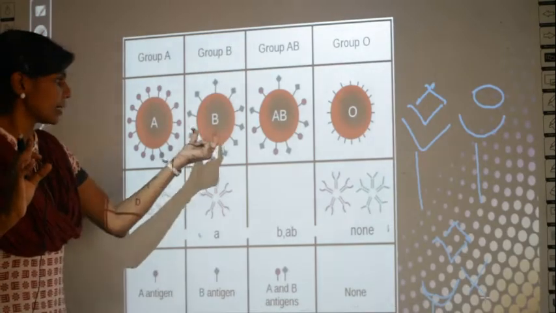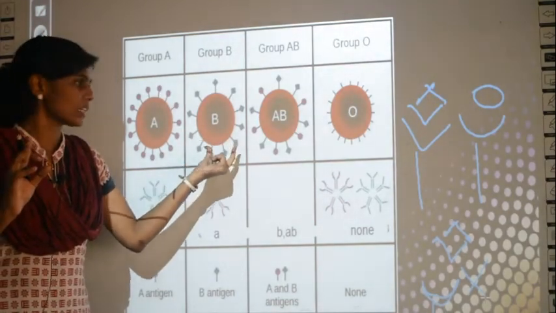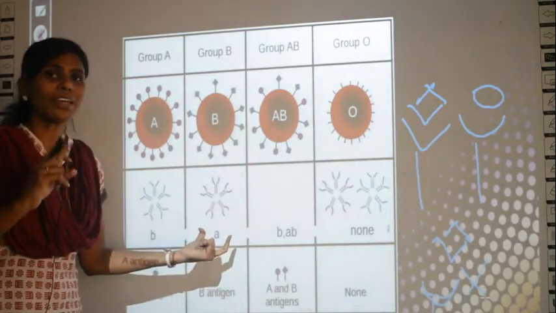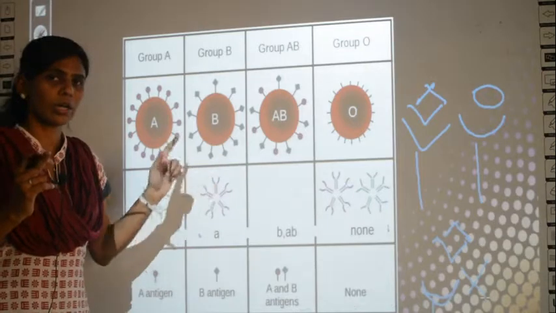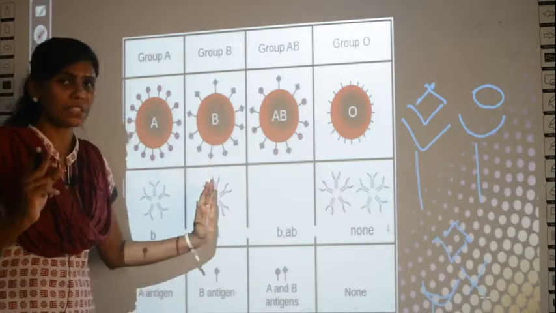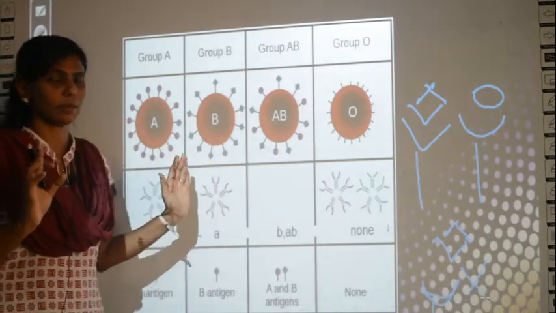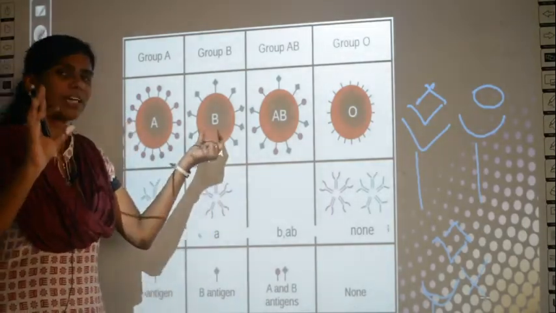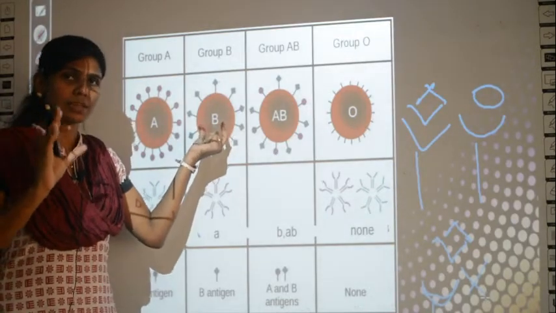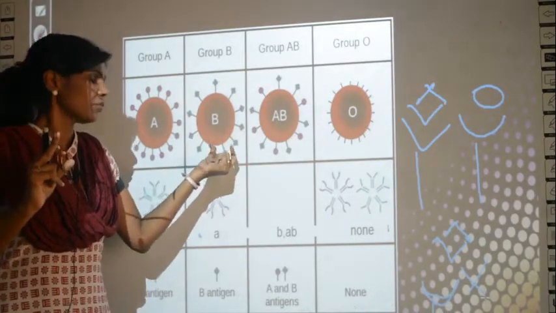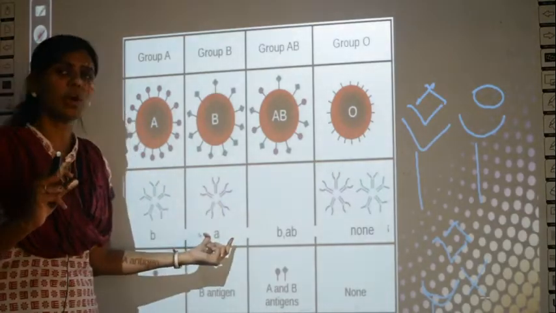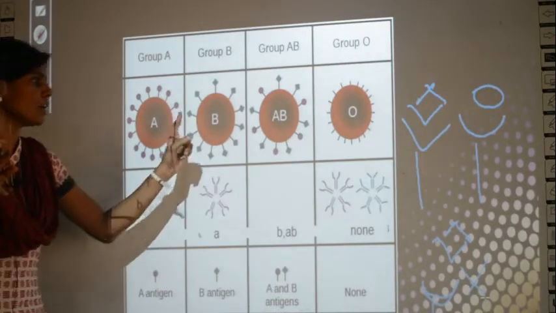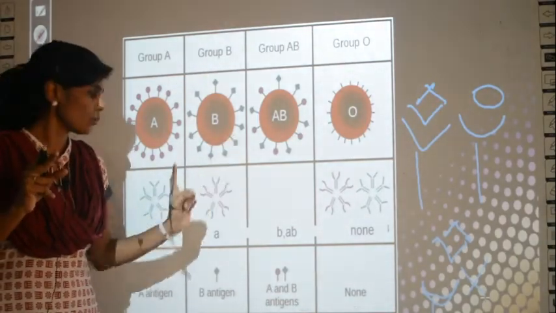but never antibody A. At the same time, a blood group B person, a person with antigen B, will have antibody A. It will be opposite, because B and B will never be present together, A and A will not be present together. If they are present, the person's blood will clot. So a blood group A person with antigen A will have B antibody in the plasma, and a blood group B person with B antigen will have A antibody in the plasma.